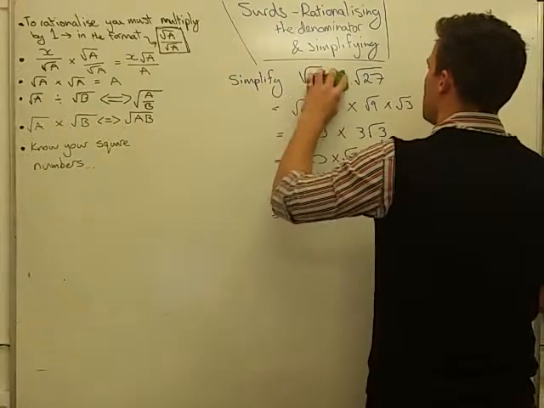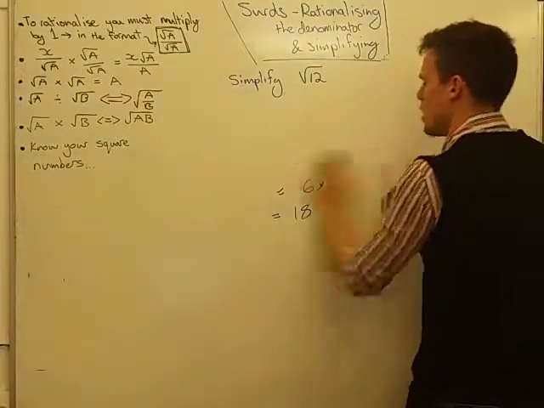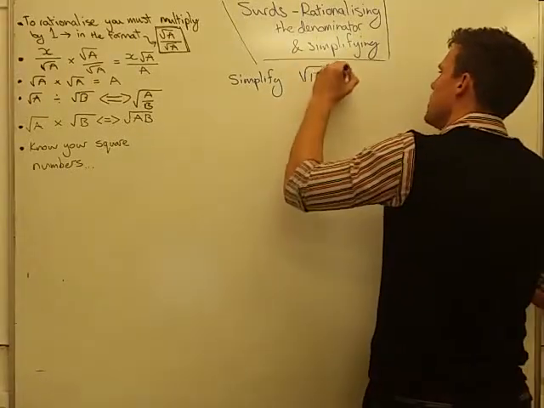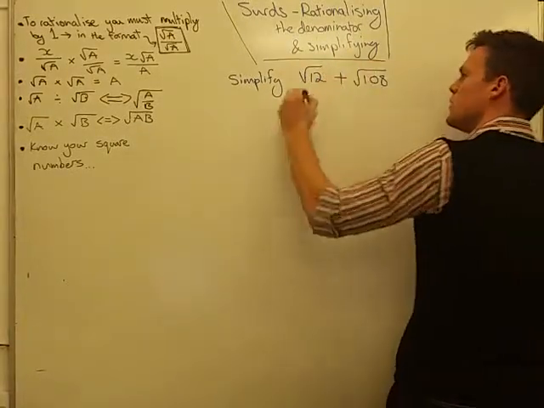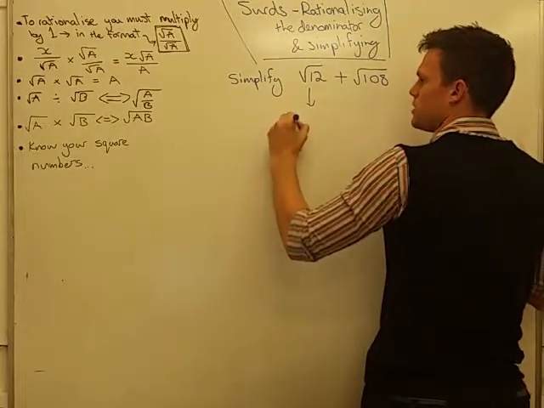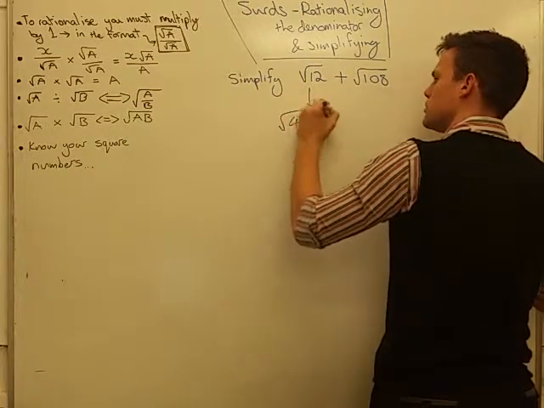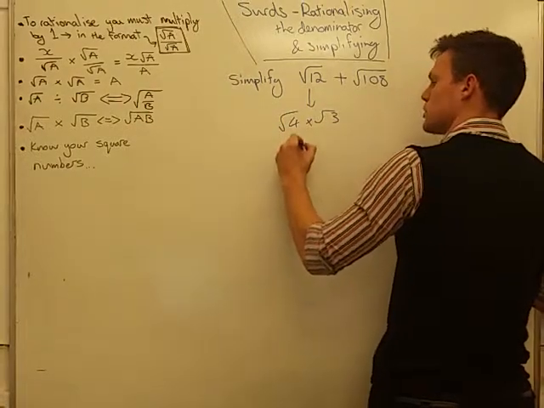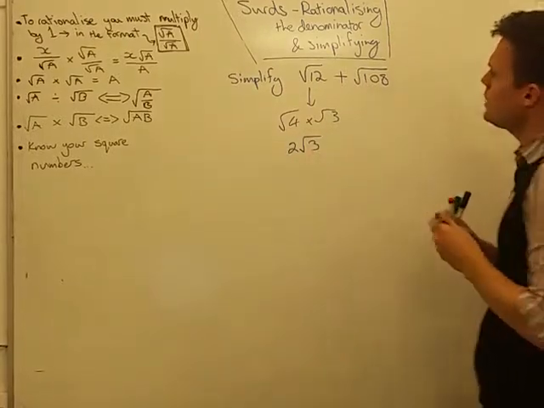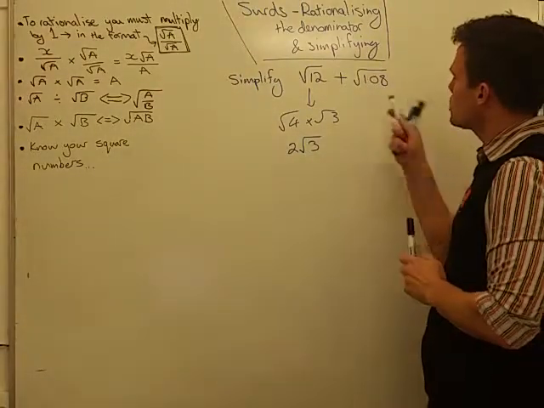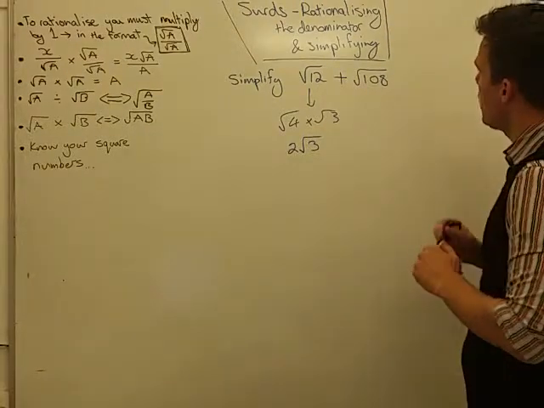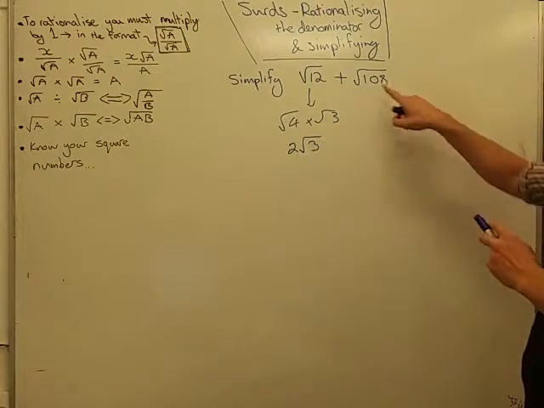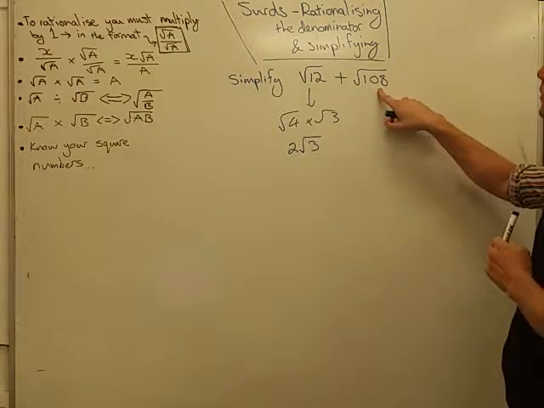It's root 12 plus root 108. Okay, root 12 plus root 108. We've already seen that root 12, I can turn that into root of 4 times root of 3, which is going to give me, sorry, not root 2, it's just going to be 2 root 3. Now 108, I look at 108, I'm thinking, what square number goes into 108? Well, I know that 9 times 12 is going to give me 108.